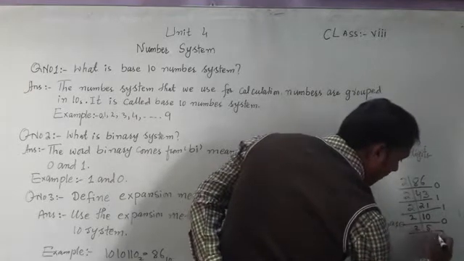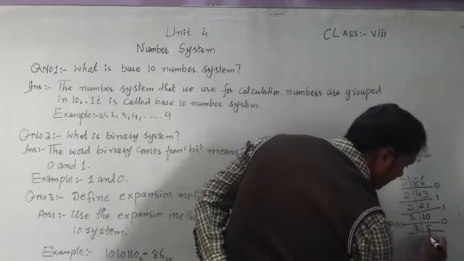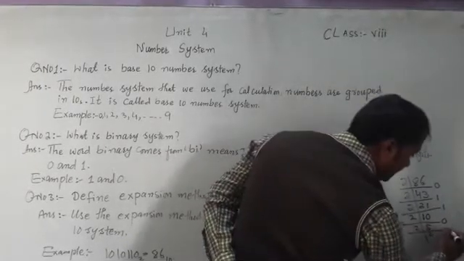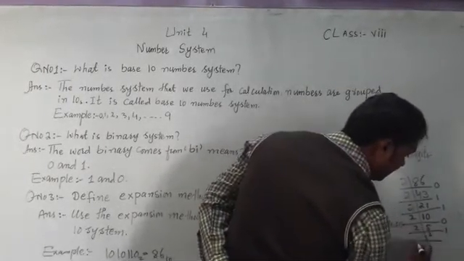Again table of 2 on 5, 2 times, 2 twos are 4. From 5 subtract 4, 1 is remaining. Write 1 here, meaning it is the remainder.